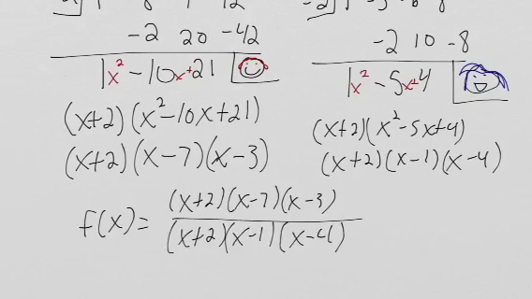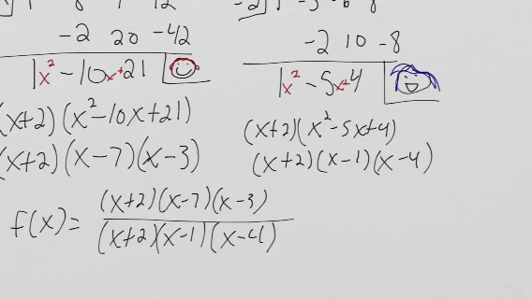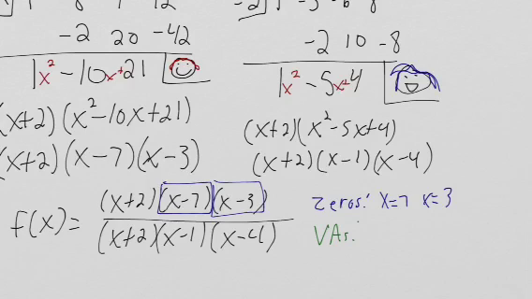Now we have to find all the things it's asking for. First of all, we know that we have zeros. Zeros are on top. They just make the output of the function 0. Those happen at x equals 7 and x equals 3, and those come from these factors right here. Then let's pull out the vertical asymptotes. These are vertical lines that the graph is going to approach and shoot off to positive or negative infinity, because we're dividing by increasingly smaller numbers. We're dividing by 0. It's only on the bottom. So we have vertical asymptotes at x equals 1 and x equals 4, and that comes from these factors.